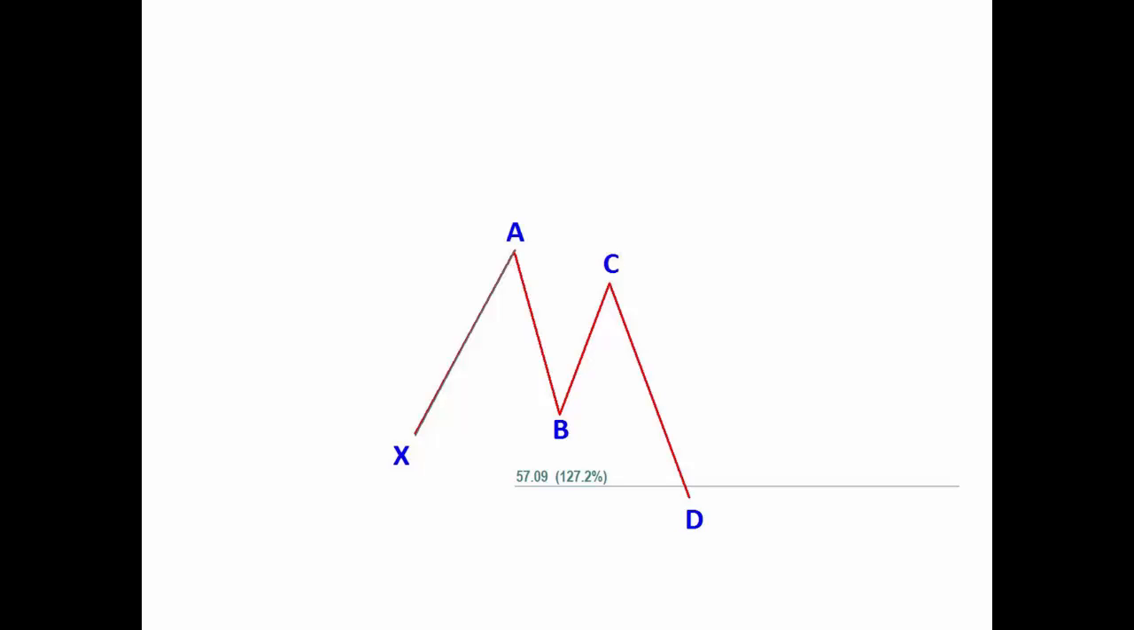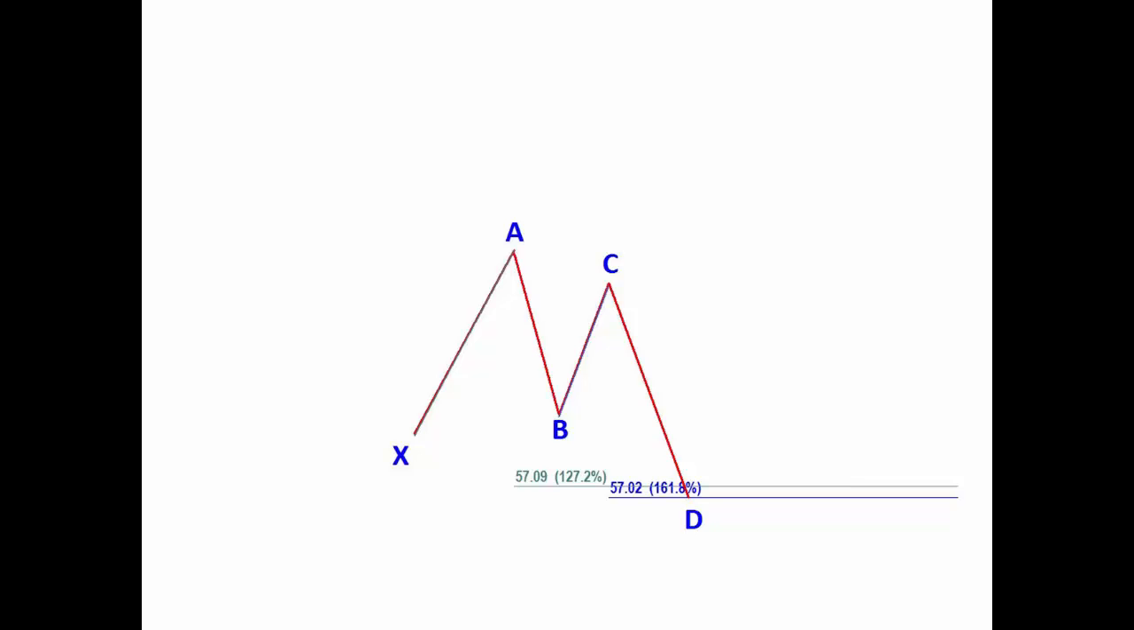Here you have a move from X to A, and as it unfolds, you have a potential buy at point D. Here's how you apply Fibonacci ratios to determine where point D would likely be, the turn at point D. Take the XA range and we use the 127% extension of that range, the XA range, and we drop it down off of A.